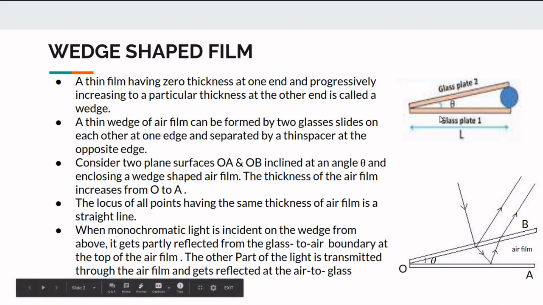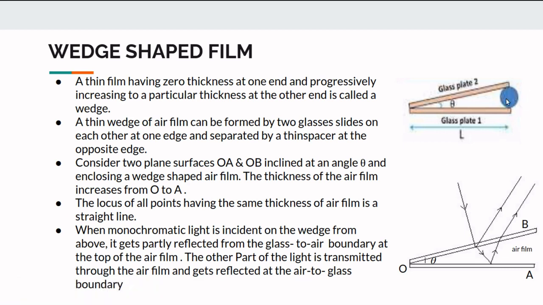In this figure, these are two glass plates. There is some thin spacer in between the two plates. In this space, a wedge shaped air film is enclosed between these two glass plates. This is about the formation of a wedge shaped film. In this case, there are two glasses. One slides over the other and they are separated by a thin spacer at the opposite edge. At this edge they are in contact, and this is a wedge shaped film.